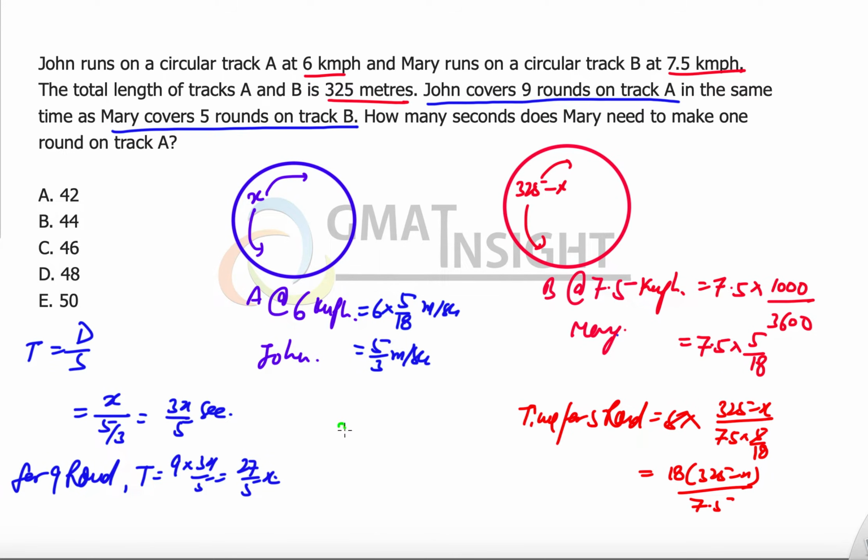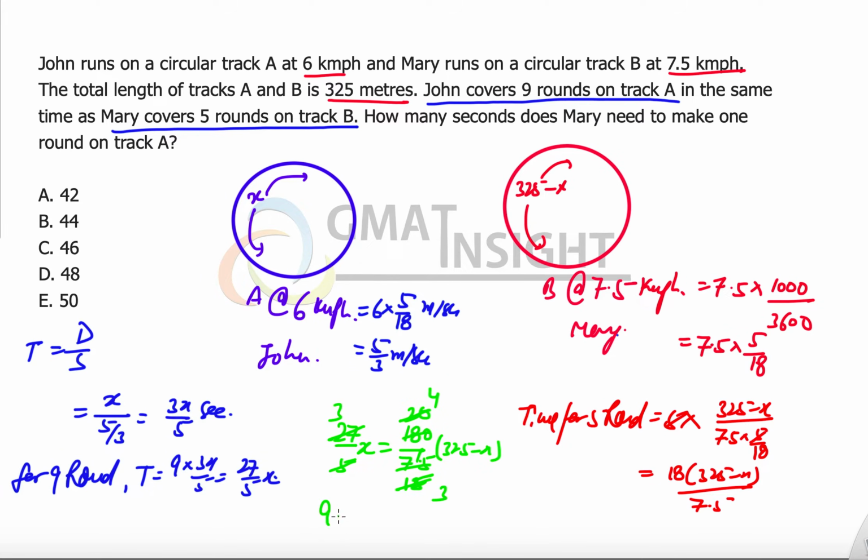We have been given here that 27 upon 5 times of x is actually equal to 18 divided by 7.5 times of 325 minus x. And now simplifying this, we will get the value of x. Let's quickly do that. So 9 cancels it 3 times, 9 cancels it 20 times, 5 cancels it 15 times, and 5 can further cancel it 3 times and 4 times.